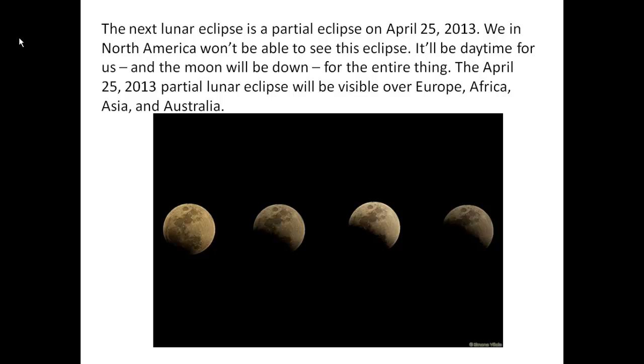And this is what a partial eclipse might look like. You could have one that just barely covers it at all, or you could have one that covers quite a bit of it. The next lunar eclipse is a partial eclipse. It's supposed to occur on April 25th of this year. We in North America won't be able to see this particular eclipse. It'll be during the daytime for us, and the moon's going to be down. But it will be visible over Europe, Africa, Asia, and Australia. So I'm sure somebody out there will get some good pictures for us.